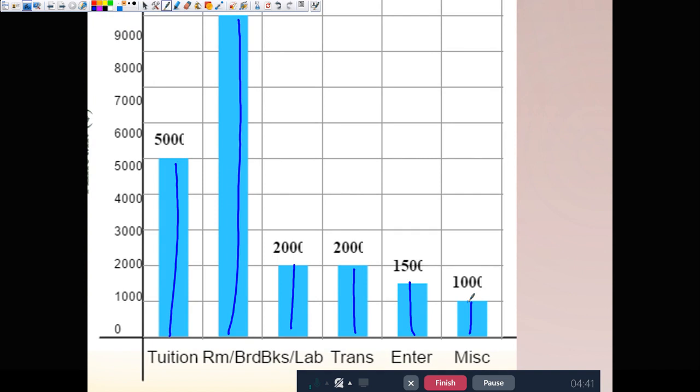The main thing is to make sure that your bars are equal in width. You don't want one bar to be much wider. I mean, it won't be perfect, but you don't want it to be much wider than the other bars because it looks like the data is different then.